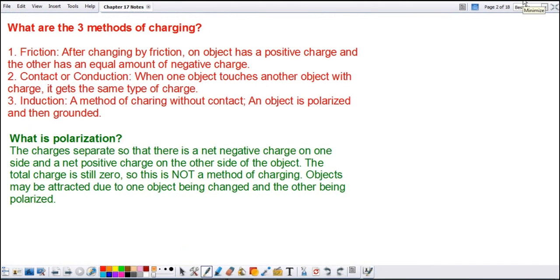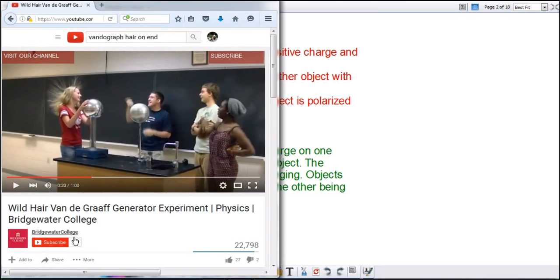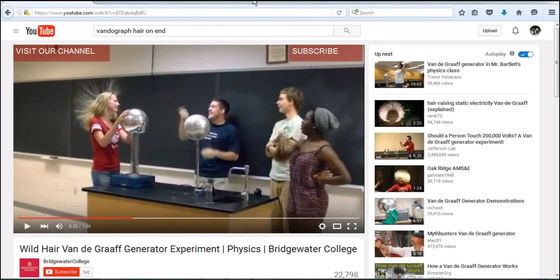The second method for charging is contact or conduction. When the object touches another object with a charge, it gets the same type of charge. So you've probably seen a Van de Graaff machine before. If not, you're going to see one now. Here's the Van de Graaff machine, and it gives itself a charge up here, and depending on the machine, it could be positive or negative, but it gives itself this charge by friction. But now the girl who's touching it is being charged by conduction, or contact, because she is touching.